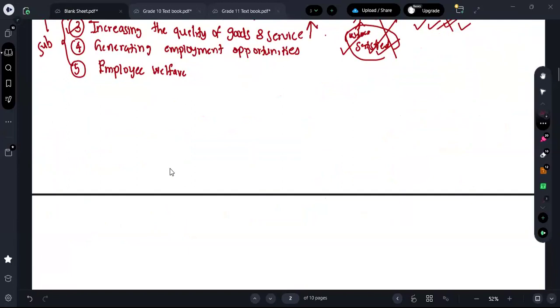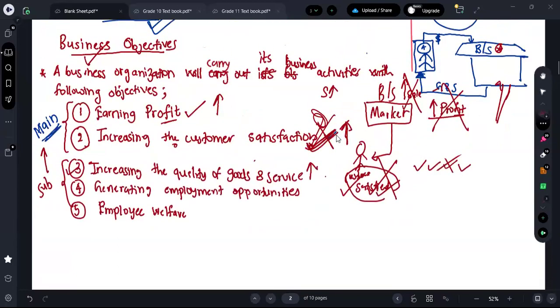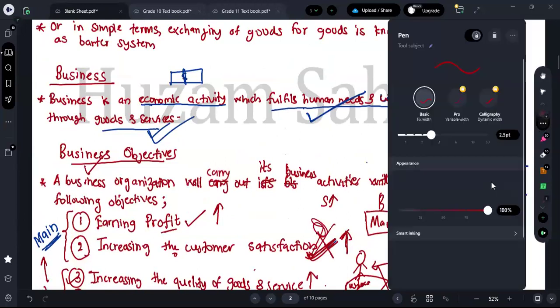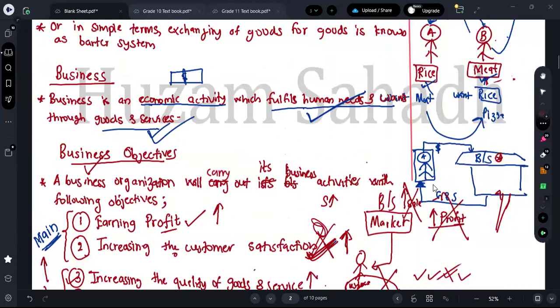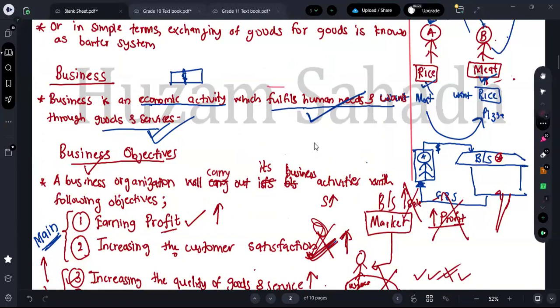Now, you all are okay with business objectives. Now let me take you through my definition of business. Can you remember what we studied? Fulfill human needs and wants. Now we are going to study what a human need is and what a human want is.